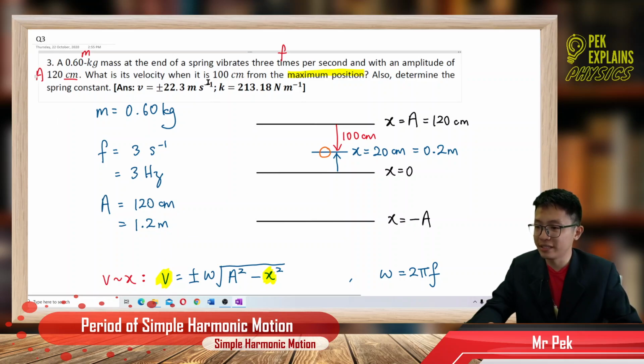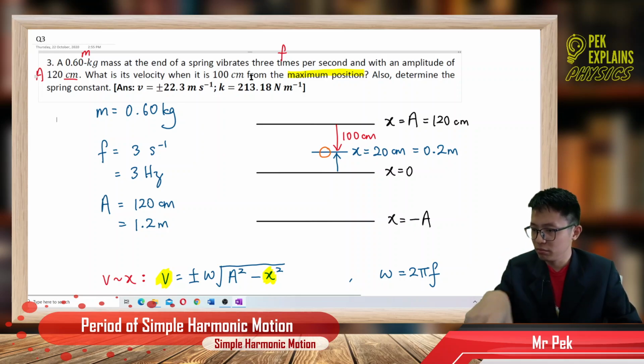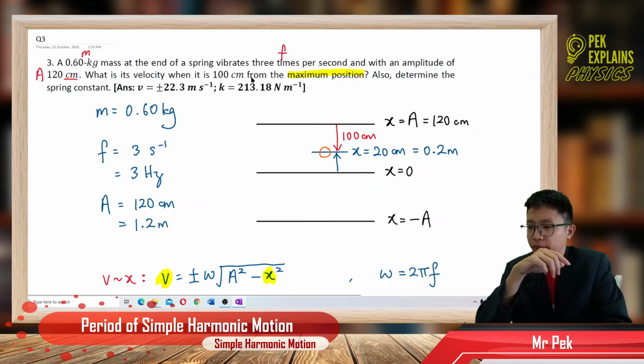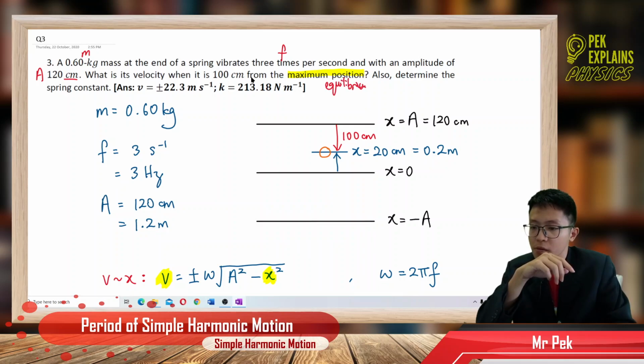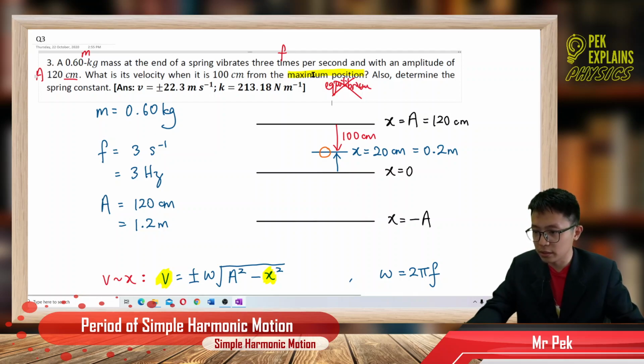Now, what is the velocity when it is 100 cm from the maximum position? Okay, this one does not come from equilibrium. So this is a bit dangerous. He said from maximum, 100 cm from maximum. So we must determine where is the displacement first. Where's the position of this object?